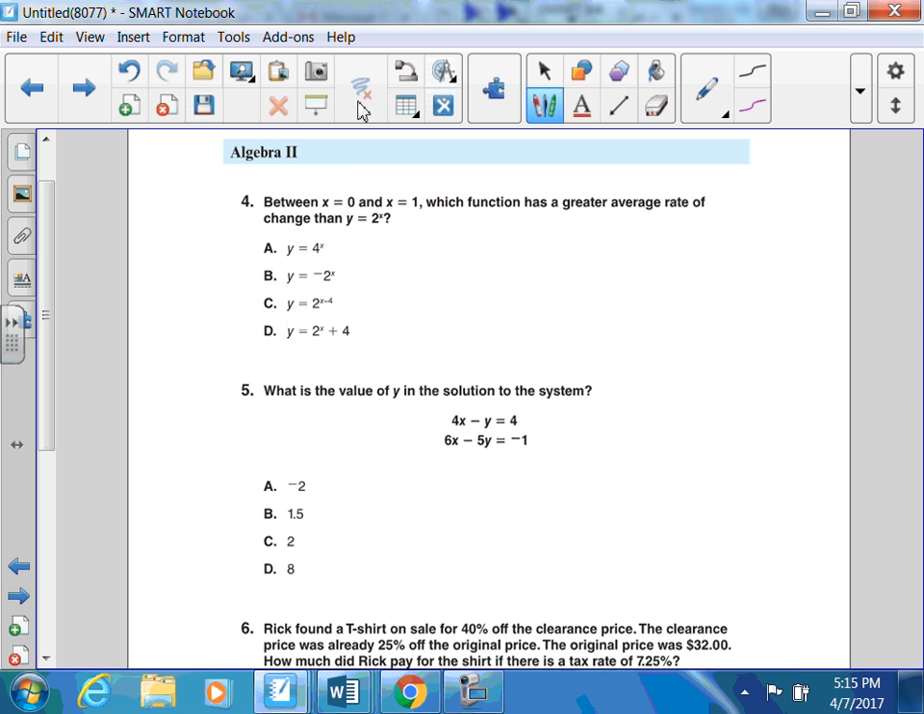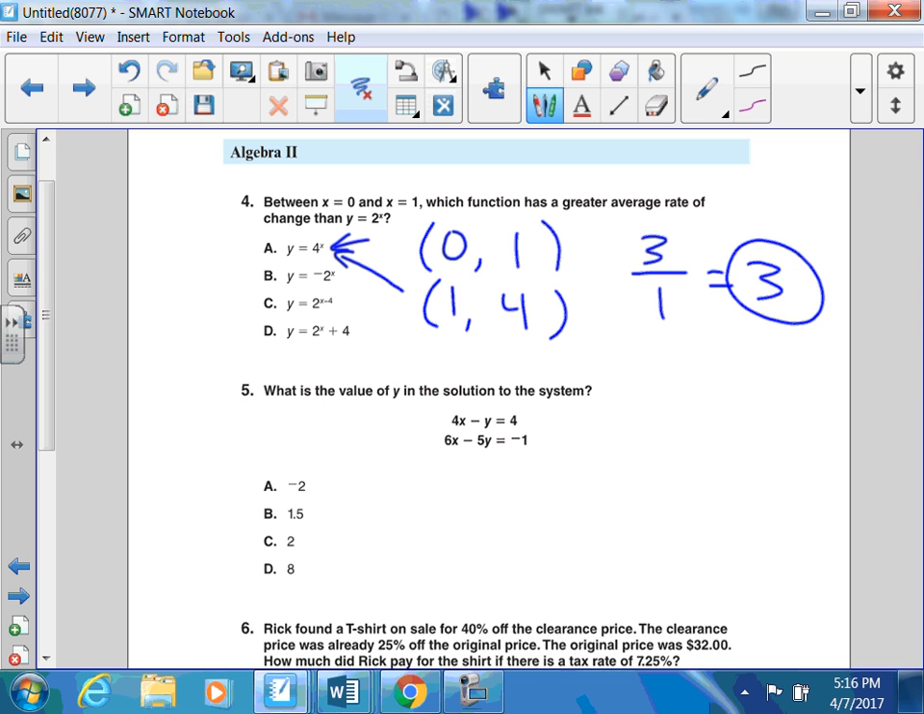So what do we think our answer is? Well, we're probably thinking maybe it's A. So I'm going to take 0 and 1 and plug it in for x. Take 0 and plug it in for x right here. 4 to the 0 power is 1. Take 1 and plug it in for x right here. 4 to the first power is 4. Well, find the rate of change. 4 minus 1 is 3. 1 minus 0 is 1. The average rate of change there would be 3. So A would be your answer, because that is more than 1.